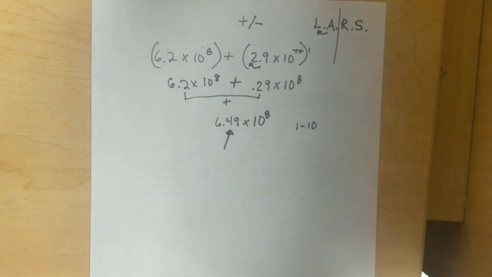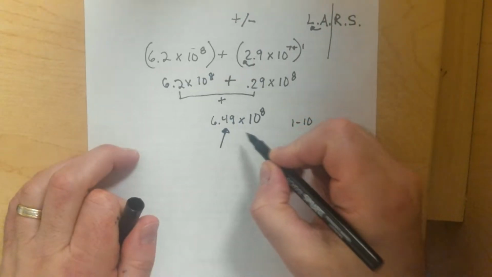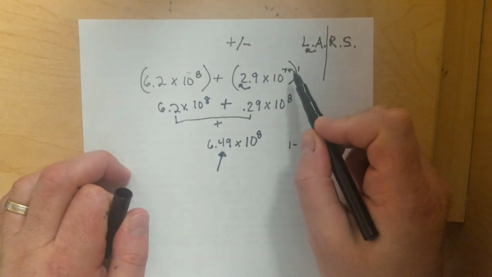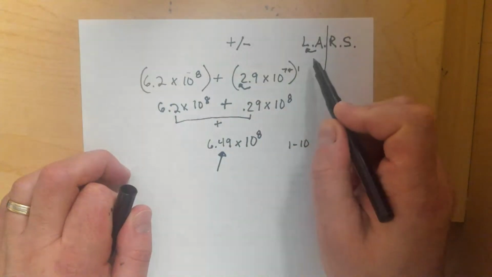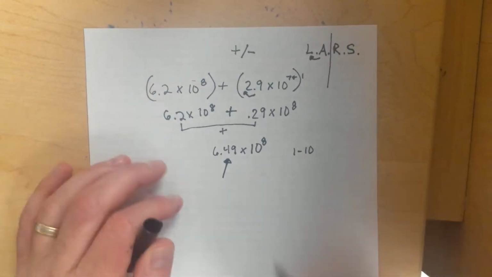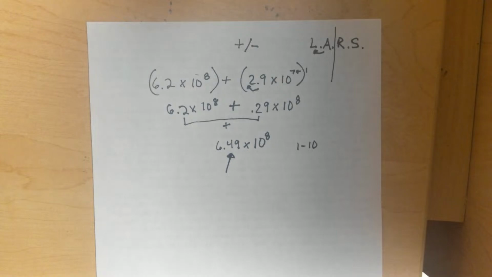Where I was at was talking about adding and subtracting scientific notation. We ended up understanding that we have to get our exponents the same, and then we apply Lars. We got our final answer here, and that fits the rules for scientific notation. I'm going to do one more scientific notation problem, and then we'll get into something different.